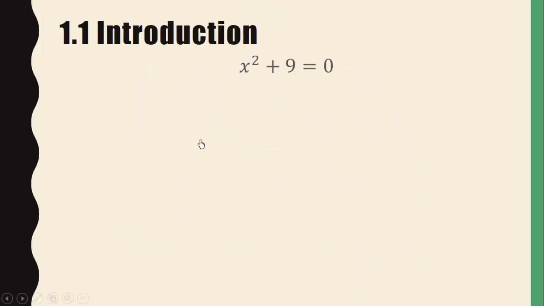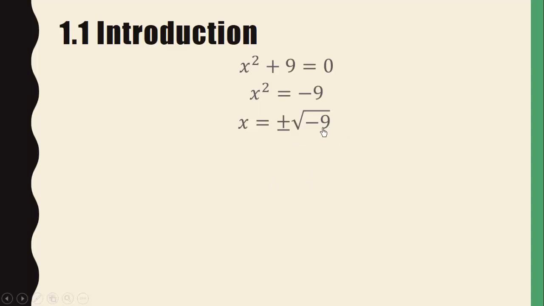You recall from quadratic equations that x squared plus 9 equals 0. This has no real roots. So this is how we go about it. We solve for x. Now we know that there's no real number whose square will give us -9. So solving for this, we get x equal to plus or minus the square root of -9.